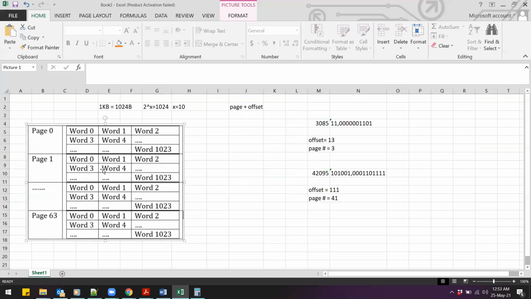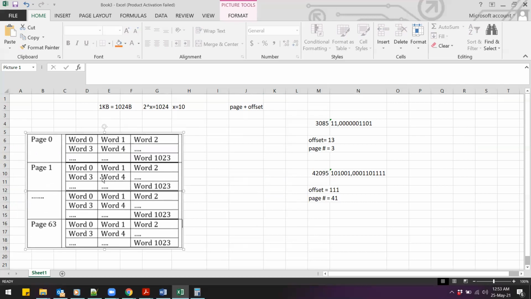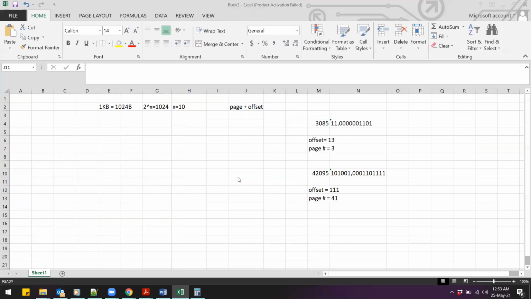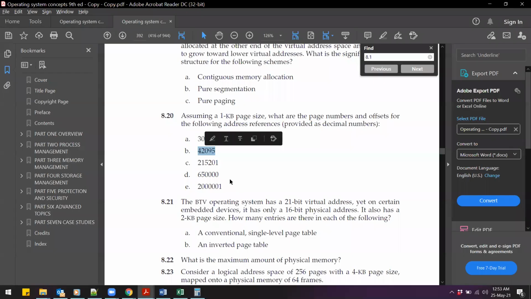Okay, so I'll remove this part because this is for 8.4. Right, so I have shown two examples. You will do the remaining three parts, C, D, and E.